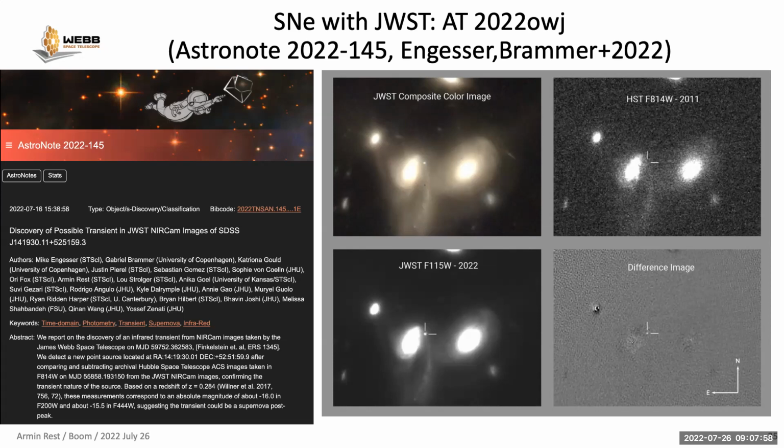So this here is a JWST composite color image. You don't see much color here, but it actually looks really nice. This is the HST images. There's absolutely nothing here. You can already see with your naked eye that there's some object here. Here is F1115. And if you do the difference images, you can see it's a really nice little transient here. Mike Engesser led it, and also the other postdocs at SDSDI. It was really an absolutely fantastic time to just be together in the room with all of the other SDSDI people and try to make this happen.